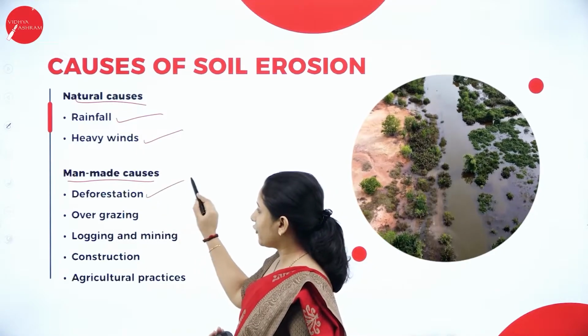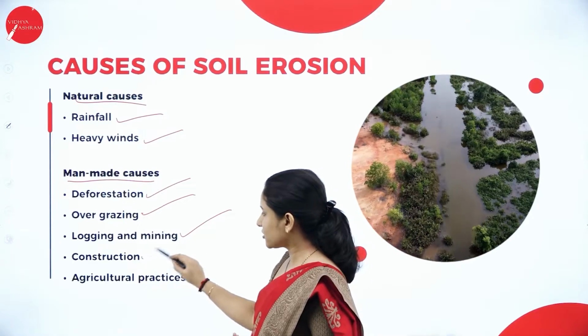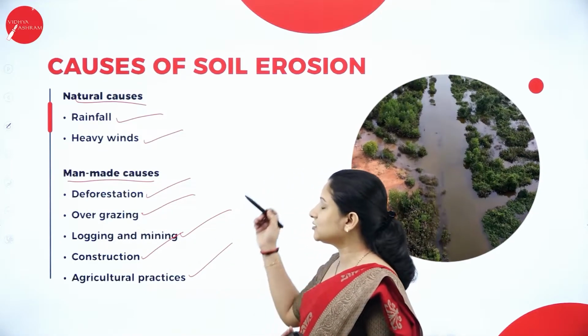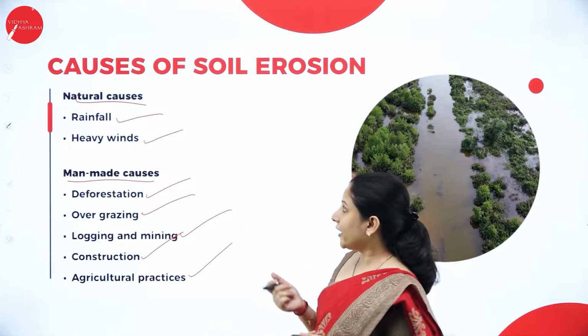Next, man-made causes. As I told you: deforestation, overgrazing, logging and mining, then construction, and agricultural practices. All these are the man-made causes that result in soil erosion.